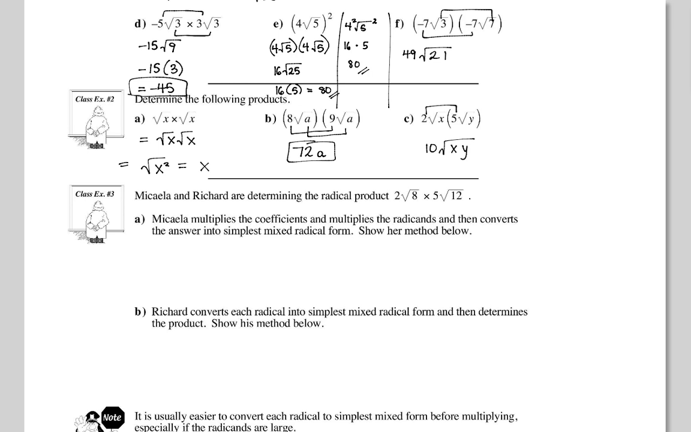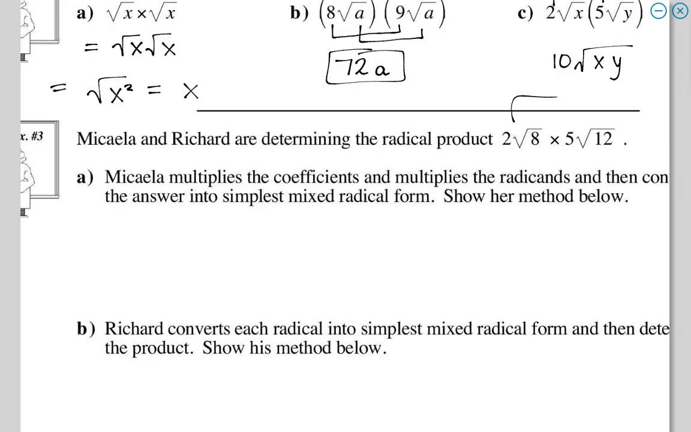Michaela and Richard are determining the radical product. Michaela multiplies the coefficients and multiplies the radicands and then converts into a simpler mixed radical form. Show her method. Okay, so put the 2 and the 5 together, you get 10. You put the 8 and the 12 together, you get, what is that, 96? Is that right? Thank you, sir. Now she wants to go into the simple form.